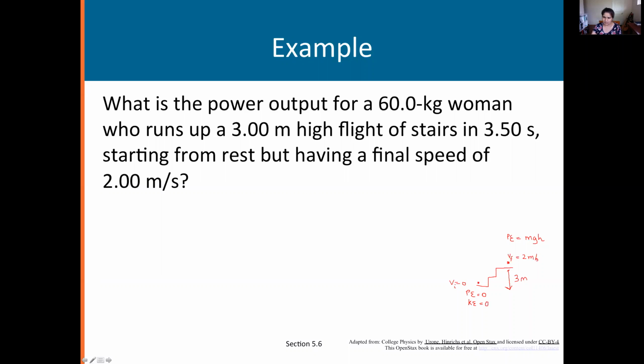What's her final kinetic energy? Her final kinetic energy is equal to 1/2 m v final squared, and v final is equal to 2 meters per second. Yeah. So we know all the terms here, and this is her total energy output, in how much time? In 3.5 seconds. So if we divide this total energy, by adding these two, by 3.5 seconds, we should get the power output for this woman.